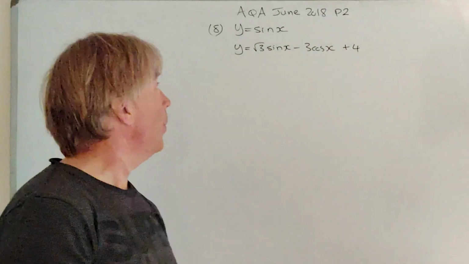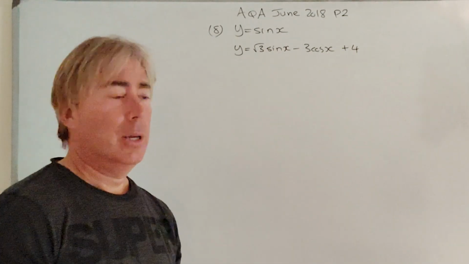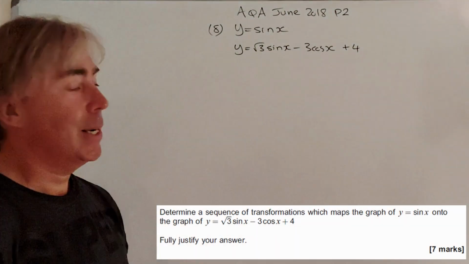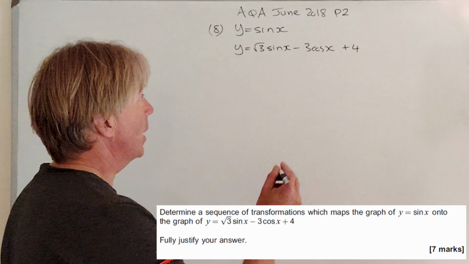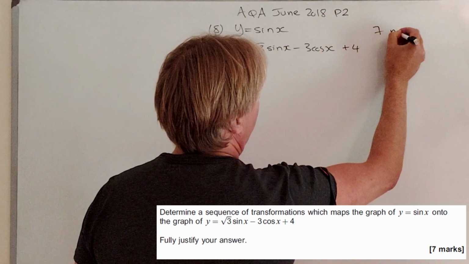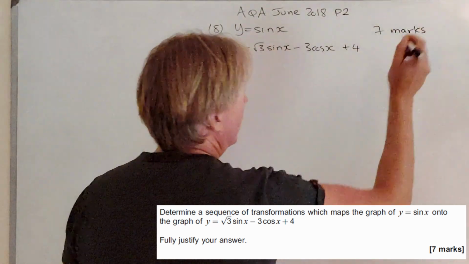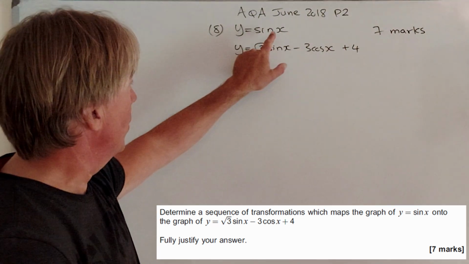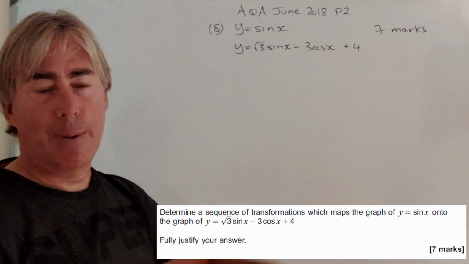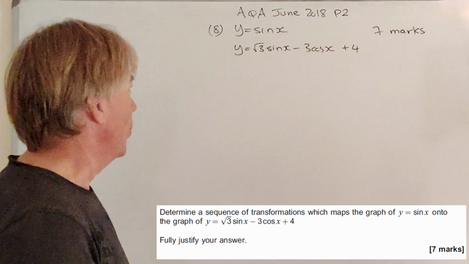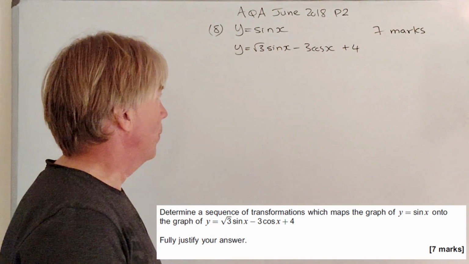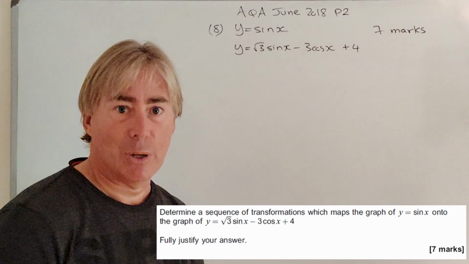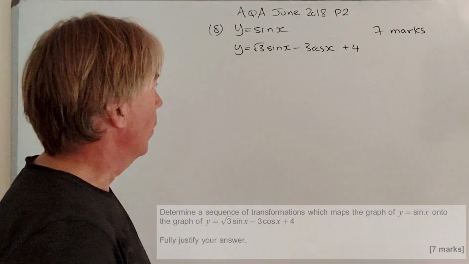Hi there. Here we are with another little tricky one. AQA June 2018 paper 2, question 8, and this is worth a fairly hefty 7 marks. So what we're asked to do is determine the series of transformations that map y equals sine x onto y equals this composite function of root 3 sine x minus 3 cos x plus 4.